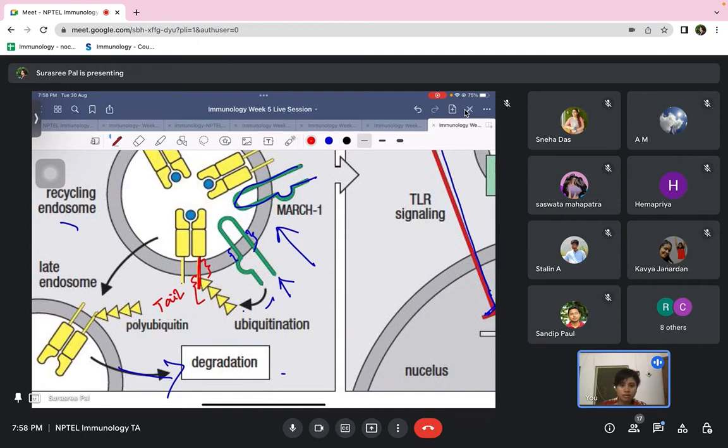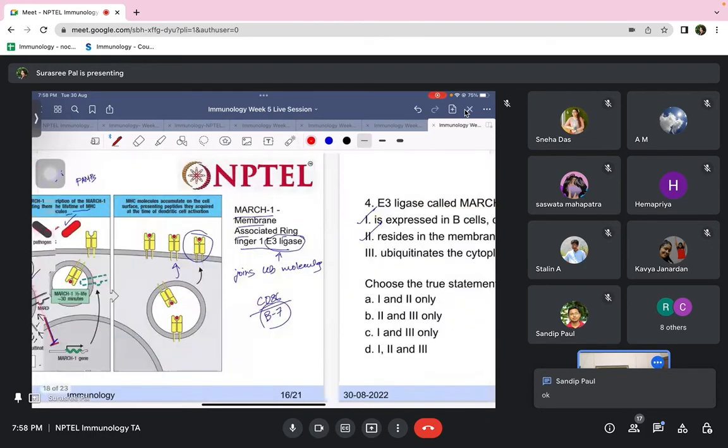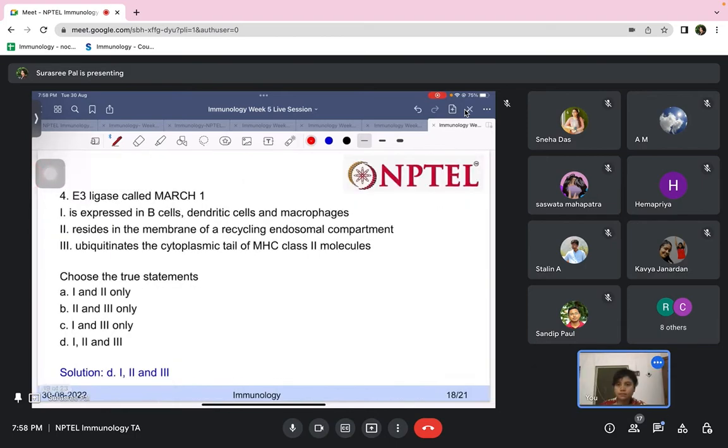Cytoplasmic tail means something which is in the cytoplasm of the MHC class 2 molecules, right? So this tail is ubiquitinated by the MARCH1 ligase. Is that clear? All of you? So, therefore, all these options are correct. Okay, so 1, 2 and 3 all are correct.